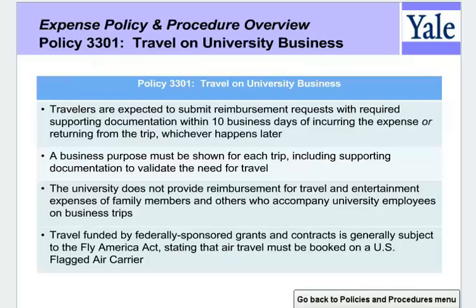On this slide, there are 2 important points that haven't been previously mentioned. First, the university does not provide reimbursement for travel and entertainment expenses of family members and others who accompany university employees on business. In addition, travel funded by federally sponsored grants and contracts is generally subject to the Fly America Act, stating that air travel must be booked on a U.S.-flagged air carrier.